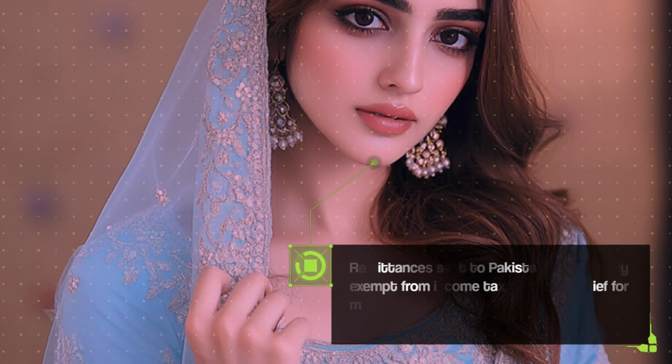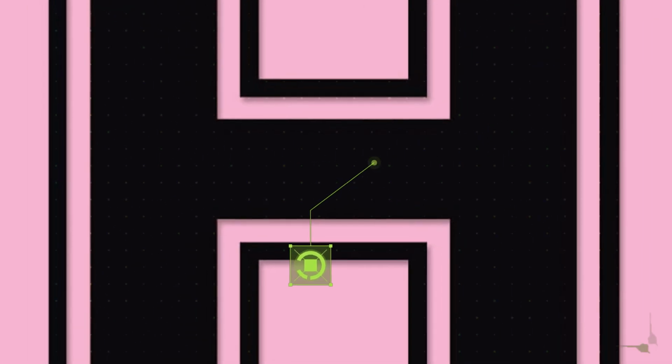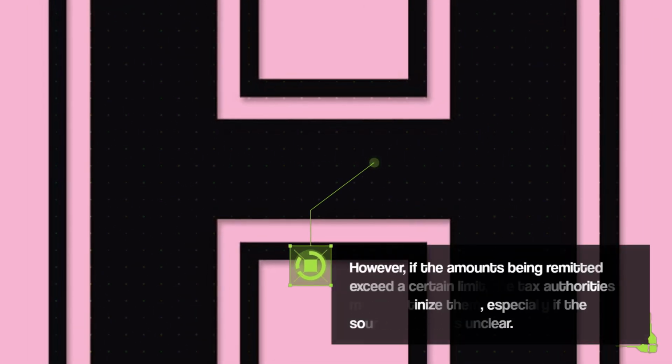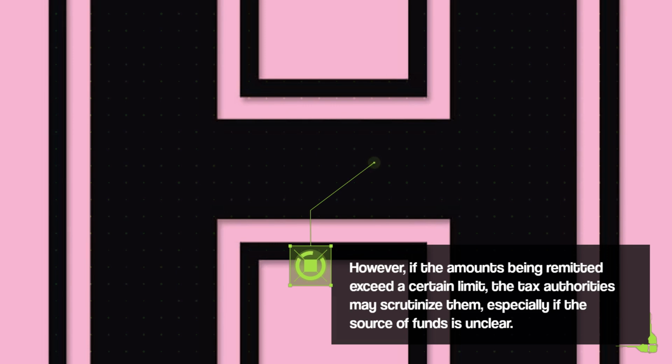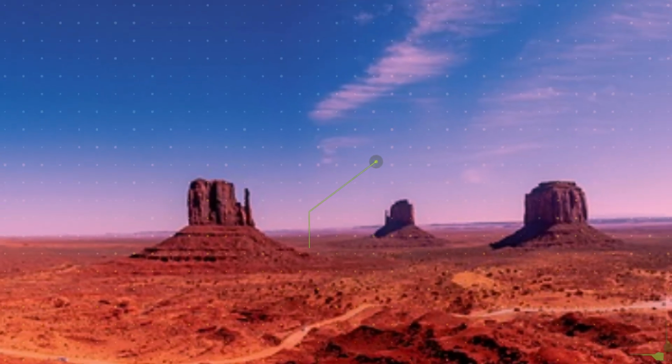3. Tax implications on remittances. Remittances sent to Pakistan are generally exempt from income tax, which is a relief for millions of overseas Pakistanis supporting their families back home. However, if the amounts being remitted exceed a certain limit, the tax authorities may scrutinize them, especially if the source of funds is unclear. It is critical to understand the rules governing remittances under the overseas Pakistani tax laws, as this will ensure you stay compliant and avoid unnecessary scrutiny.